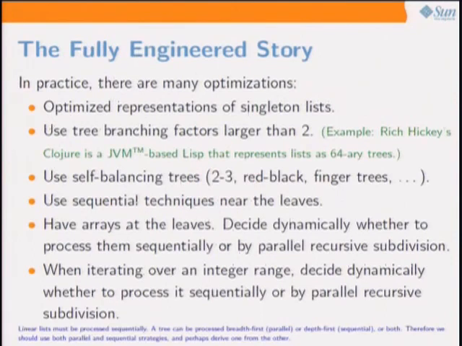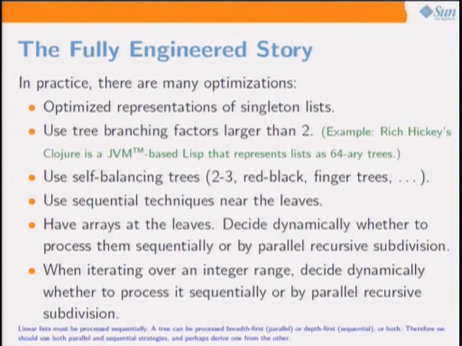The fully engineered story is that in practice there are many optimizations you want to use. I've only used binary lists here. Why binary? Well, they don't have to be binary. You can use tree branching factors larger than 2. Clojure uses 64-array trees, for example. We will probably want to optimize representations of the singleton lists and get down the space cost of this redundant representation. Instead of using binary trees, we'll want to use various kinds of self-balancing trees, such as 2-3, red-black, or finger trees. We'll probably want to use sequential techniques near the leaves.